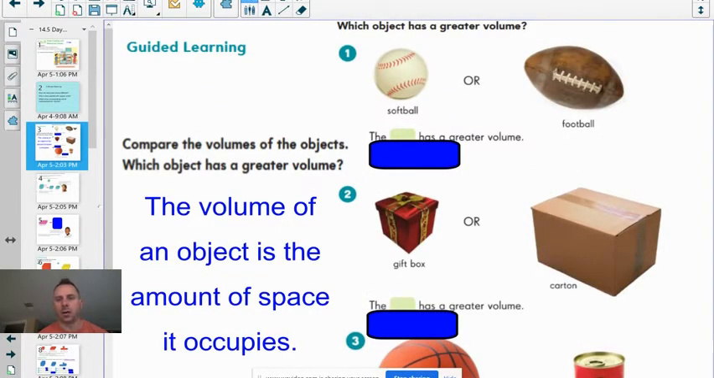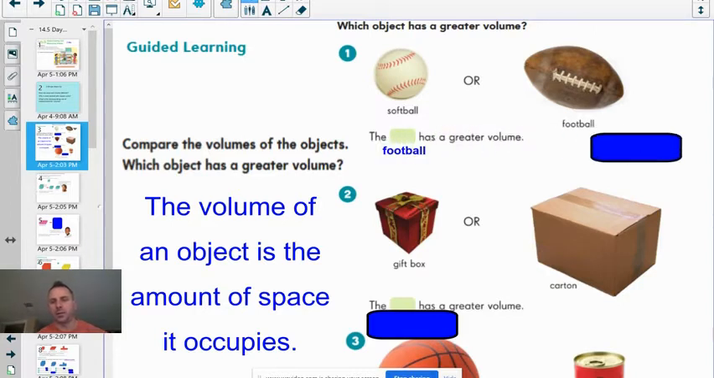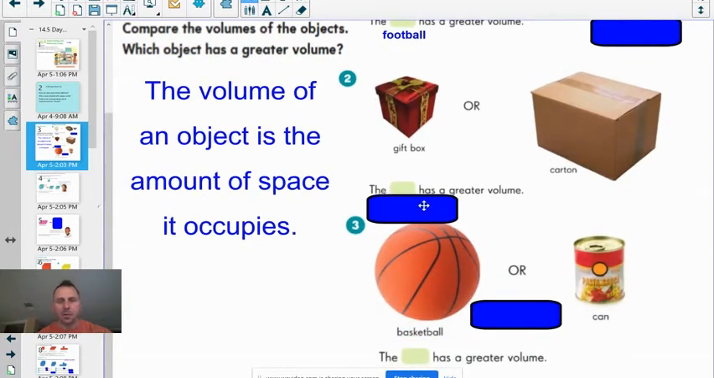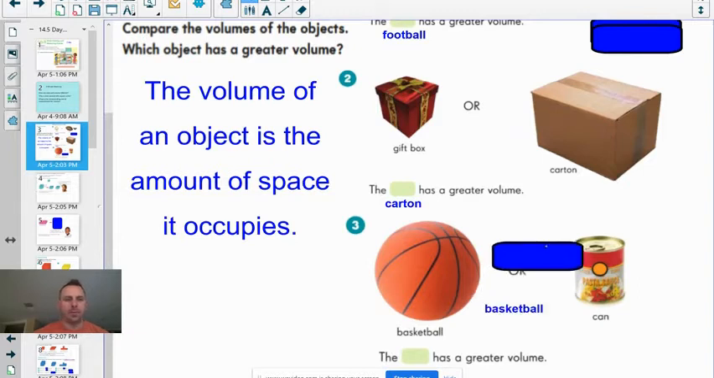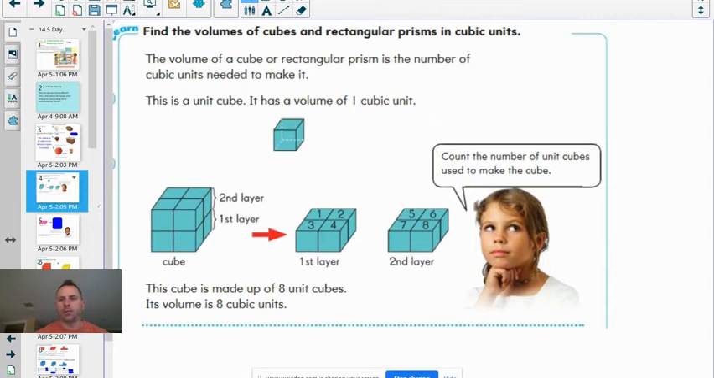So go ahead and take your guess on these three objects. Pretty straightforward, just kind of a warm up. Which is the greater volume? Pause right here and guess. Okay, so for the first one, you probably guessed the football. For the second one, you probably guessed the carton. And for the third one, you probably guessed the basketball. Pretty easy, right? Especially with the images.